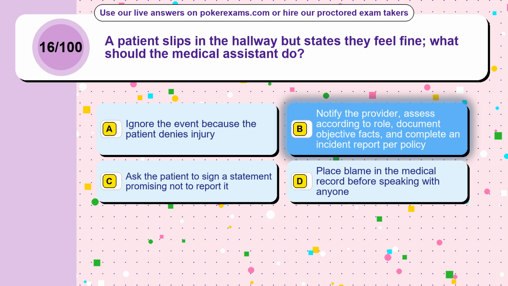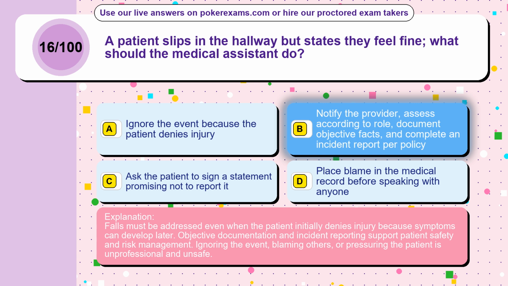The correct answer is option B. Notify the provider, assess according to role, document objective facts, and complete an incident report per policy. Falls must be addressed even when the patient initially denies injury because symptoms can develop later. Objective documentation and incident reporting support patient safety and risk management. Ignoring the event, blaming others, or pressuring the patient is unprofessional and unsafe.